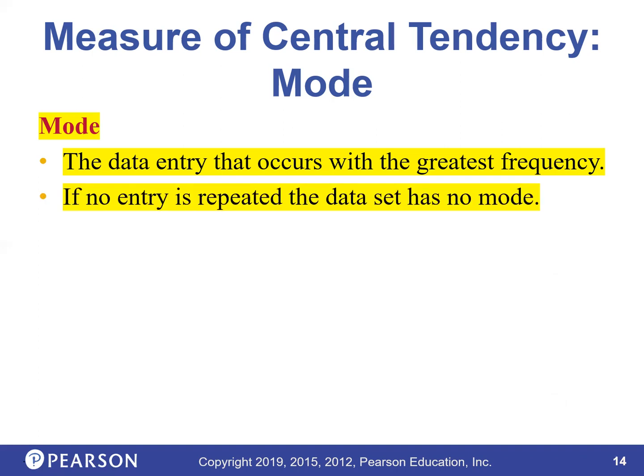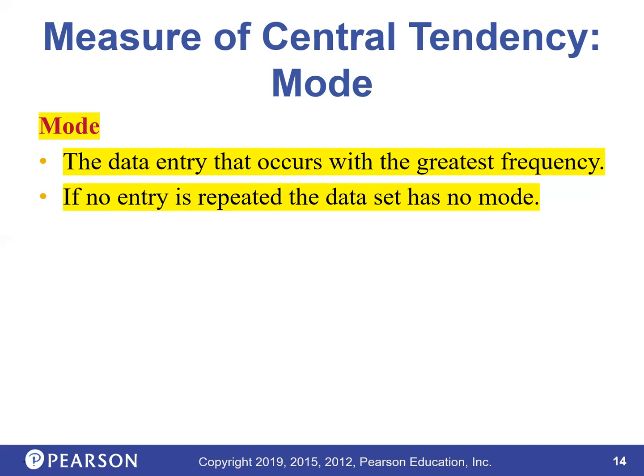Okay, so one little extra thing: if no entry is repeated in the data set, this is the only time where you actually don't have a number. If there's no repeats of any single number, every single number only occurs once, we have no mode. So on the homework, where it says there's no mode here, yes, I hope I haven't counted those.